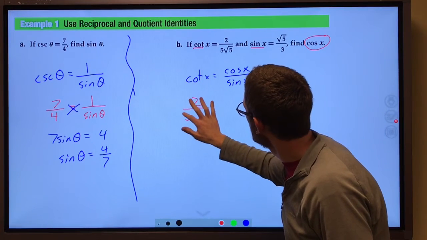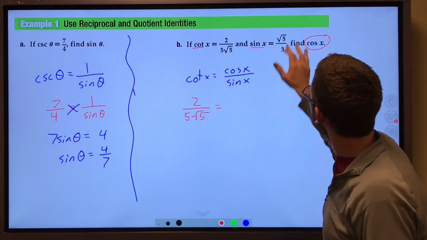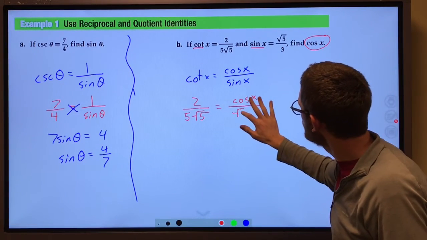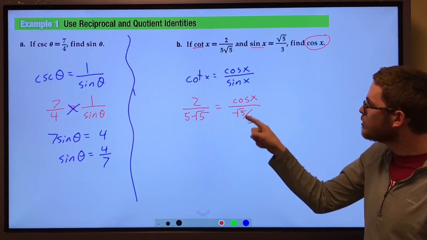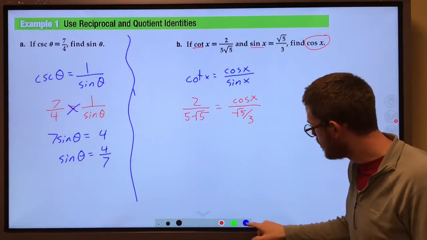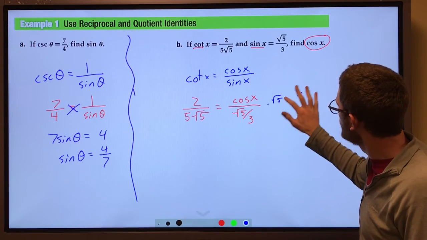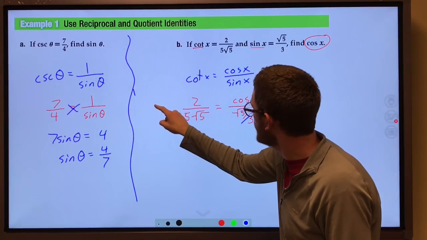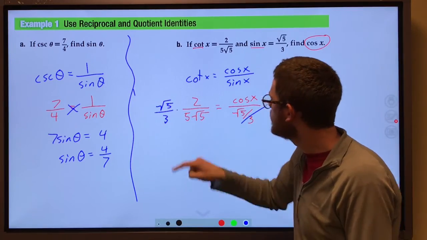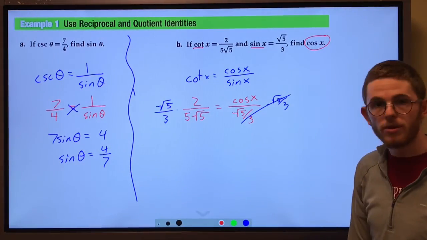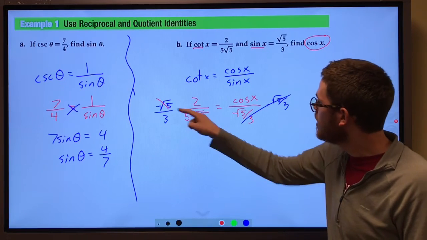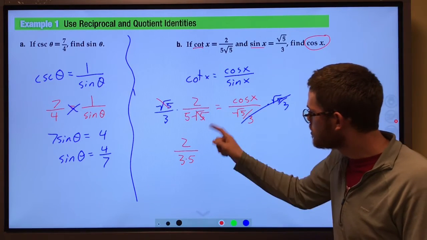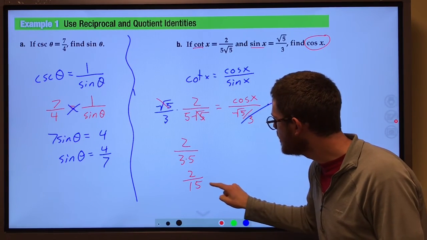This is 2 over 5 root 5. Cosine is missing, but I'm looking for it, and sine is root 5 over 3. So cosine is being divided by root 5 over 3. Multiply both sides by root 5 over 3. Since this is being divided and multiplied by root 5 over 3, that cancels out. But I also need to multiply the other side by root 5 over 3. The root 5's cancel out. I'm left with 2 over 3 times 5, which of course gives me 2 over 15.